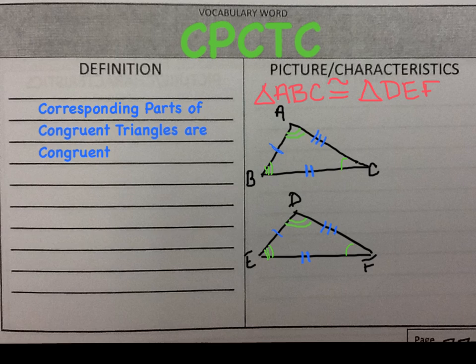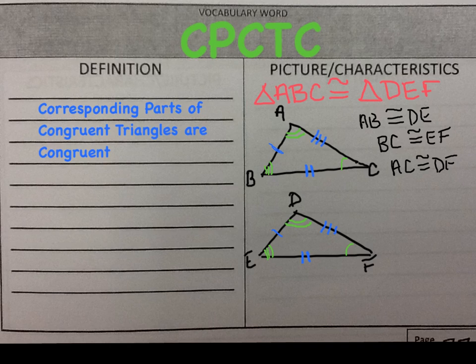So we can say side AB is congruent to side DE. And from this statement and the pictures, we can say that side BC is congruent to side EF. And our last one would be AC is congruent to DF. So we can talk about the sides.